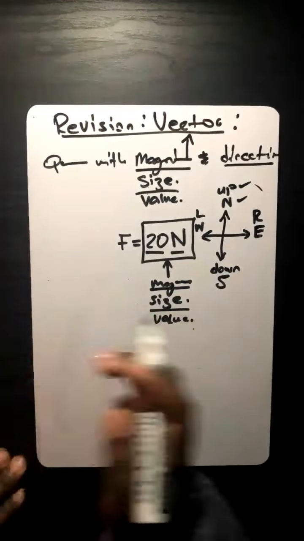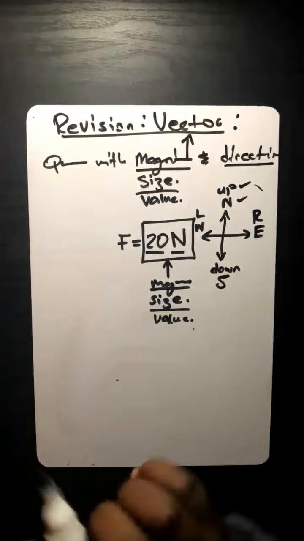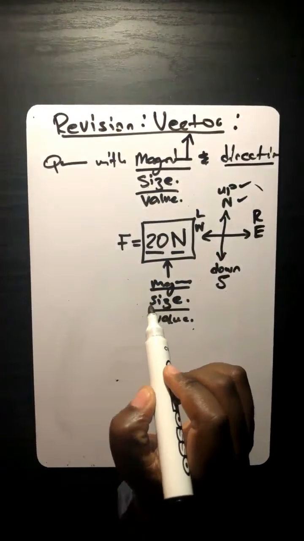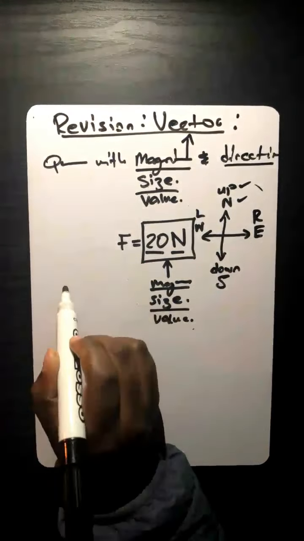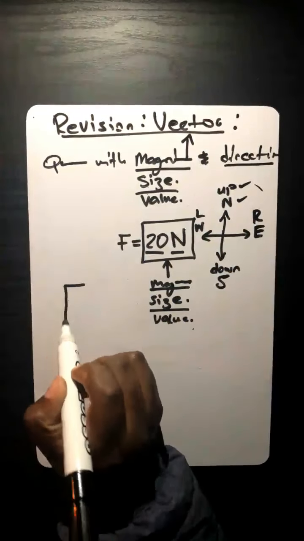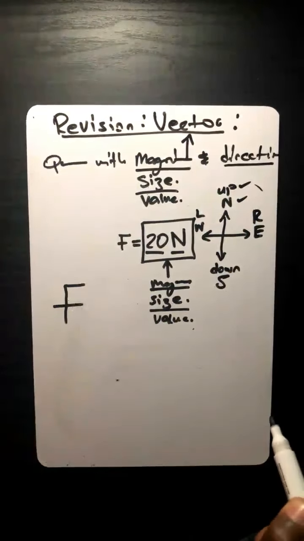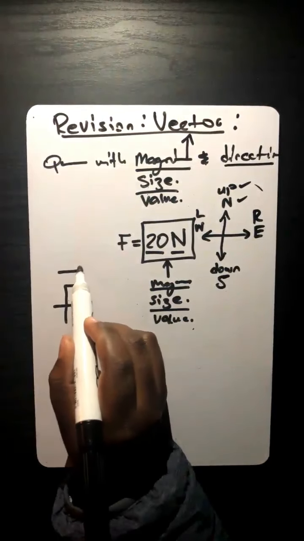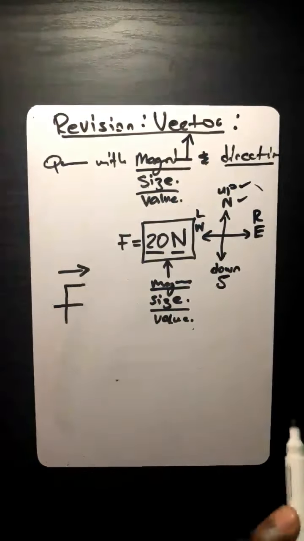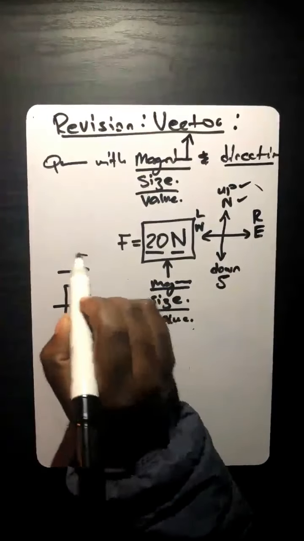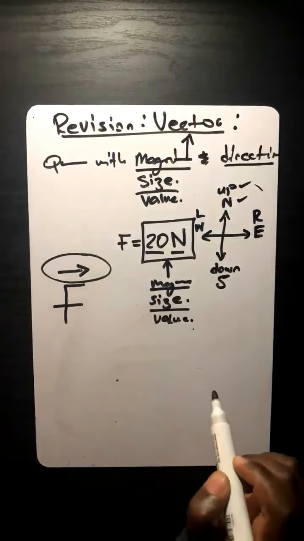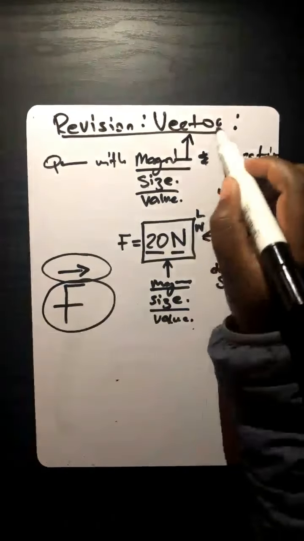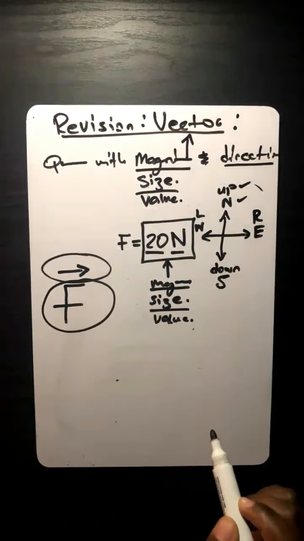Most important, ladies and gentlemen, in some textbooks, this is how they represent a vector. So, for example, if it's a force, they're going to say a capital letter F for force and then use that arrow. So, this is the arrow that tells if the quantity is a vector. Very, very much important, ladies and gentlemen.